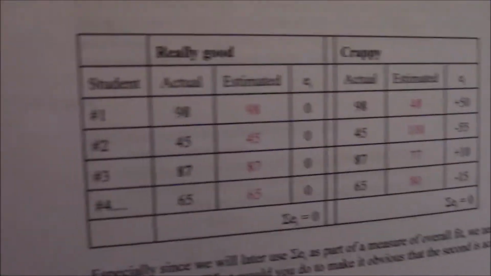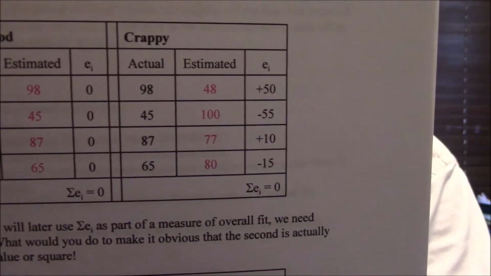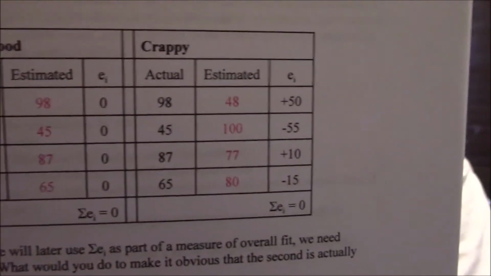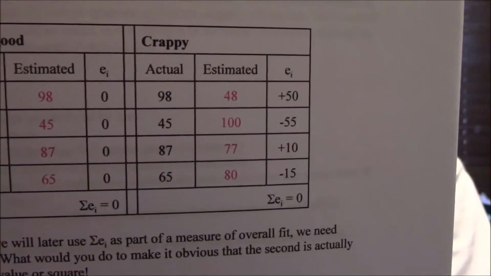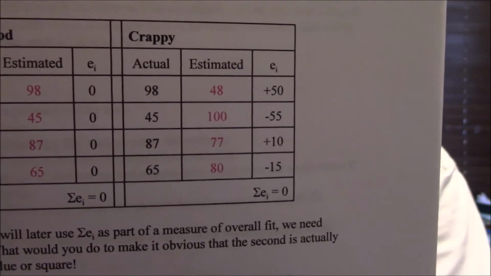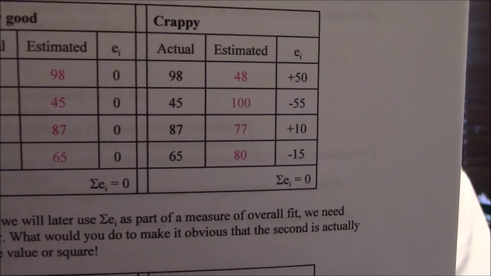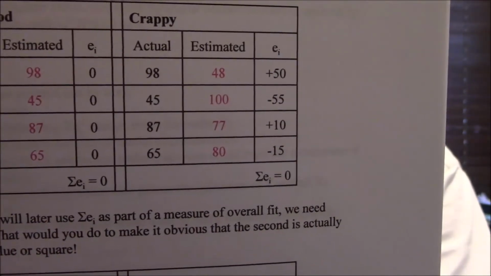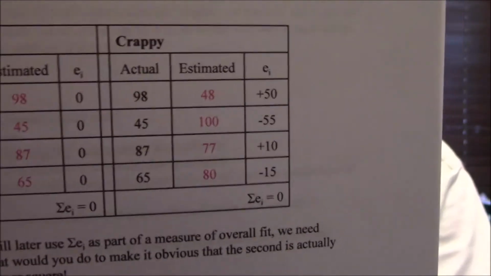What your regression predicted was in red, and what you actually got was in black. Those are the original data. They add to 0. 50 plus negative 55 plus 10 plus negative 15 turns out to be, oh my God, I've done it again. Sorry about that. Let me fix the math again.